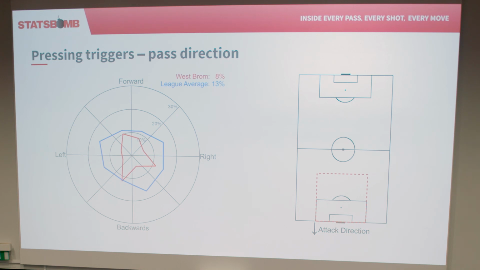We can look at that in terms of particular teams. West Brom press a lower proportion of passes by quite a large amount. There's some suggestion that they press a little bit more on backwards passes in this slice of the radar, but really they're not pressing too intently. So aside from understanding that they're not going to press you too much, there's not a great signal there.